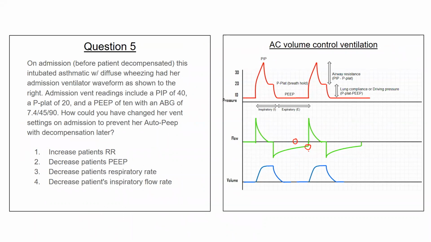So the question is, what do you change on a vent that would have fixed this? If you caught this, how would you have fixed this? How would you have allowed her to expire fully so that the patient doesn't breath stack anymore?